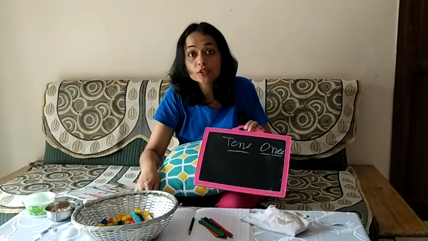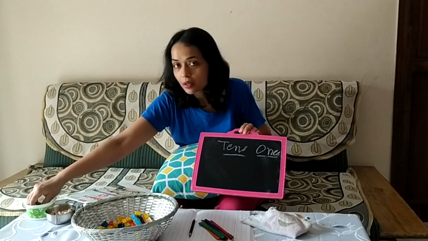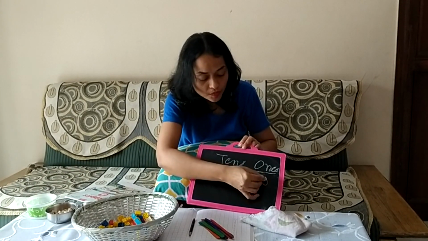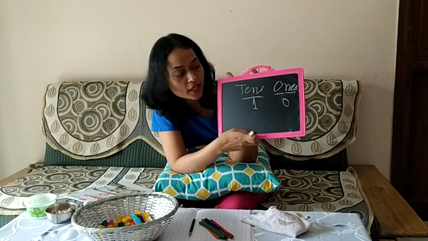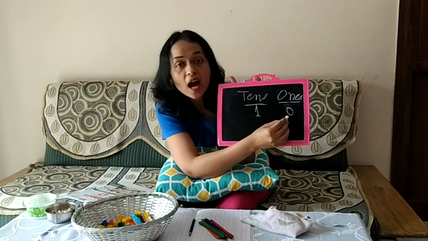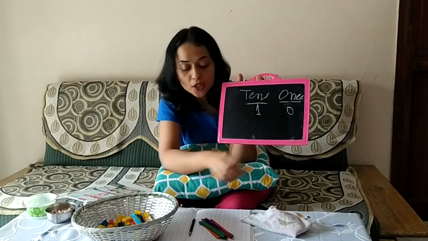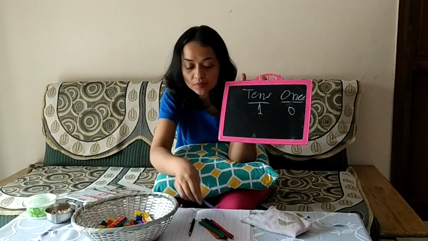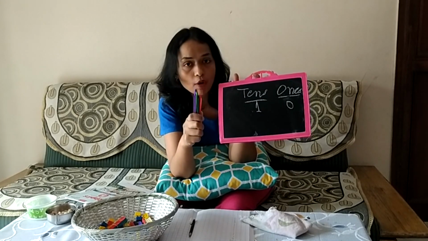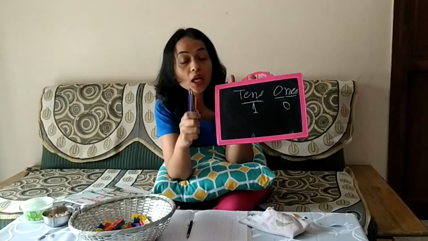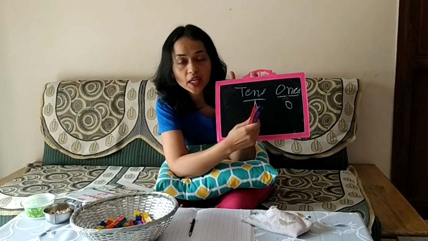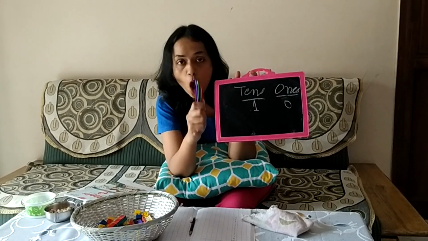Now I have 10. Now I have one value under tens and under ones I have 0. So when I have 10 popsicle sticks, I am going to make a bundle of it, and that will be 10. That will be 10, a bundle of 10 objects.